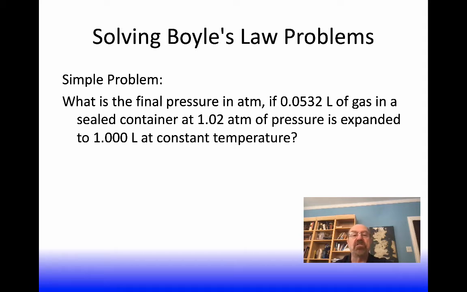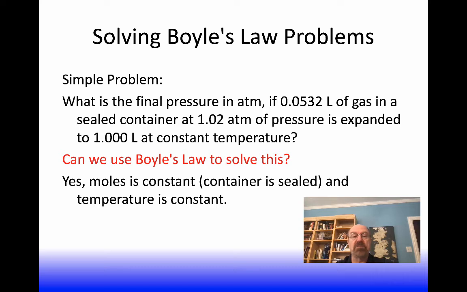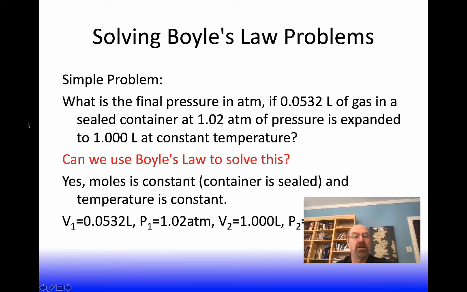So how do we do this? Let's figure out what our initial and final volumes are and what we're solving for. We're looking for the final pressure, so we're looking for P2. We do know the second volume here. This one's our initial volume. This is our initial pressure. This is our final volume. All right, so let's set it up. Yes, we can use it because moles are constant, temperature is constant. So Boyle's law works.